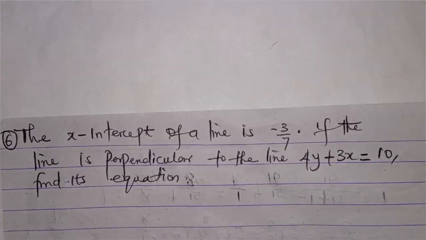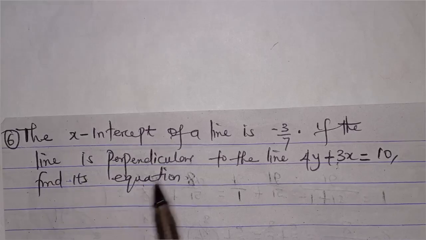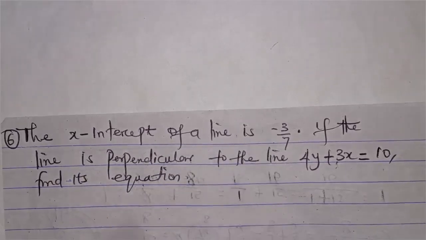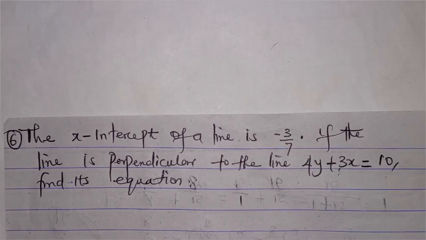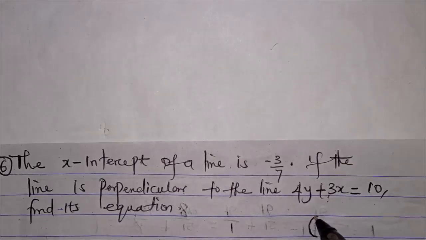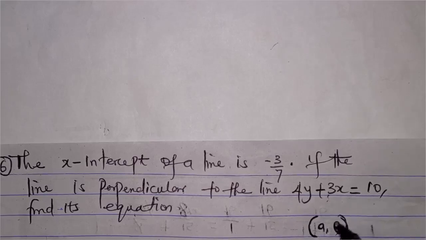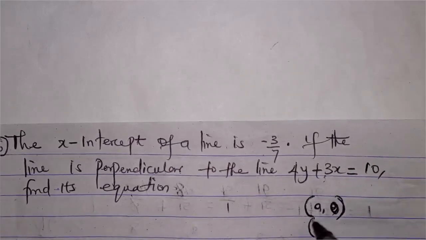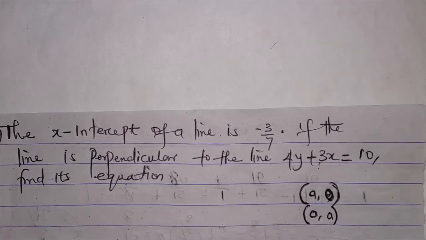The x-intercept of a line is minus 3 over 7. If the line is perpendicular to this line, we have to find the equation of the line. Okay, that's the first line. Now, what is x-intercept? What is y-intercept? When y is 0, the value of x is the x-intercept. Okay, when x is 0, the value of y here is the y-intercept.